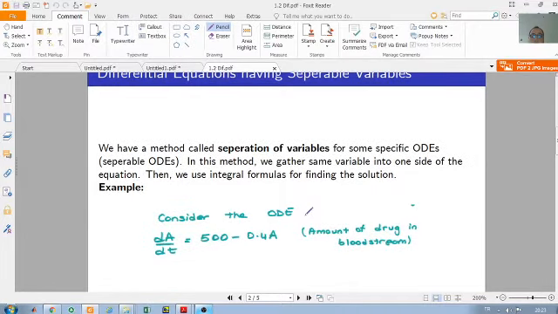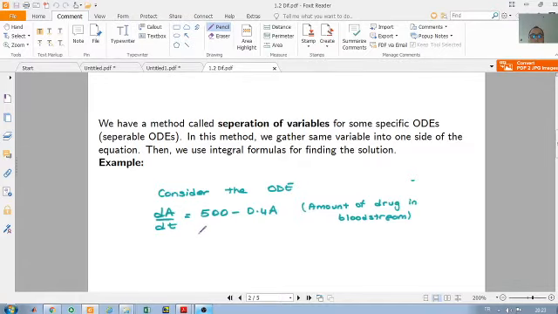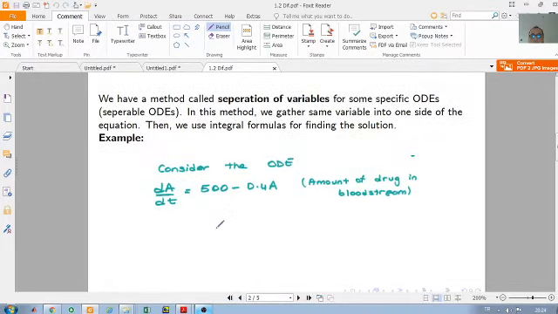finding the solution. In the preceding section, we had a differential equation for the amount of drug in a bloodstream. If you remember, this is given by the derivative of the amount of the drug with respect to time is equal to 500 minus 0.4 times a. So how can we find the solution of this differential equation? This is a first order differential equation. We will see in the next section the definition of the order of a differential equation. Since we have the first derivative of the dependent variable, we say it is a first order ordinary differential equation.